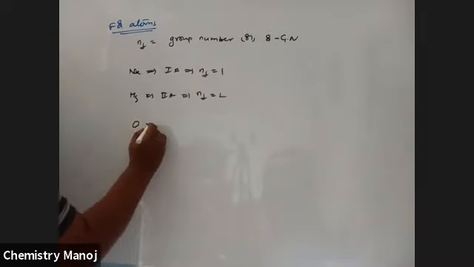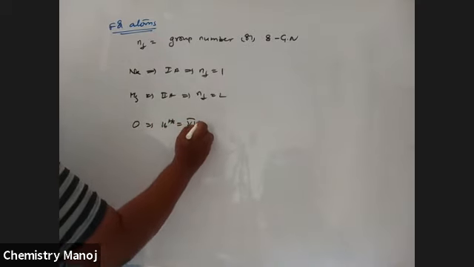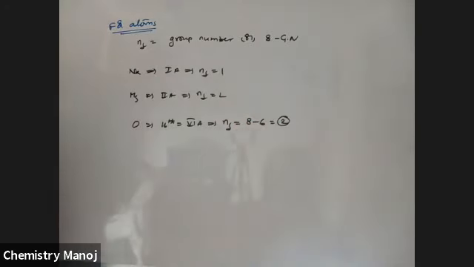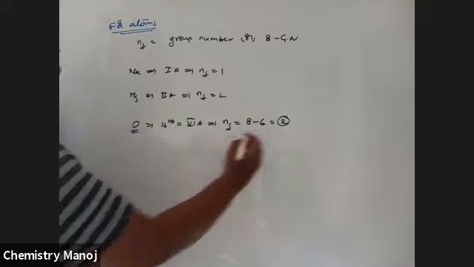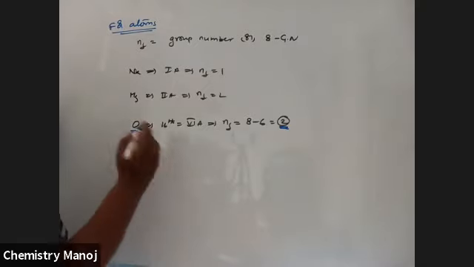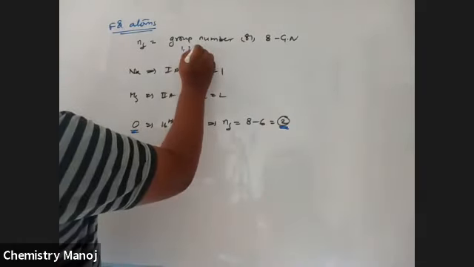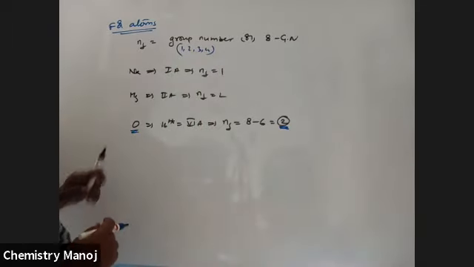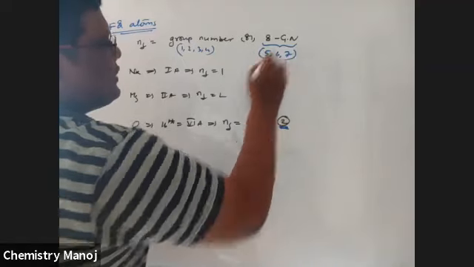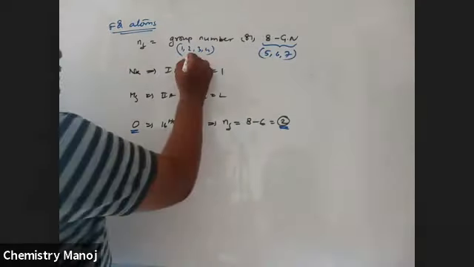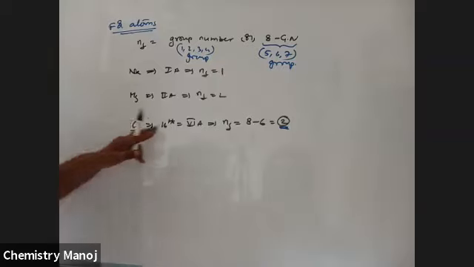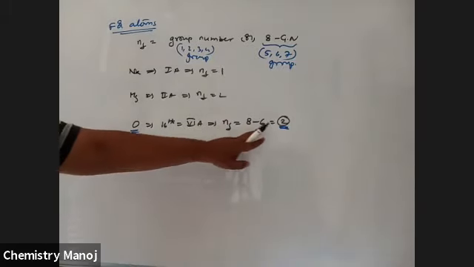Next, oxygen is the 16th group, nothing but the 6A group element. Therefore, n factor is equal to 8 minus 6, which is equal to 2. See here, oxygen n factor is equal to 2. For the first, second, third, and fourth groups, n factor is equal to the group number. For the fifth, sixth, and seventh group elements, n factor is 8 minus group number. Because oxygen is 16th group, nothing but 6A group, n factor is equal to 8 minus group number.